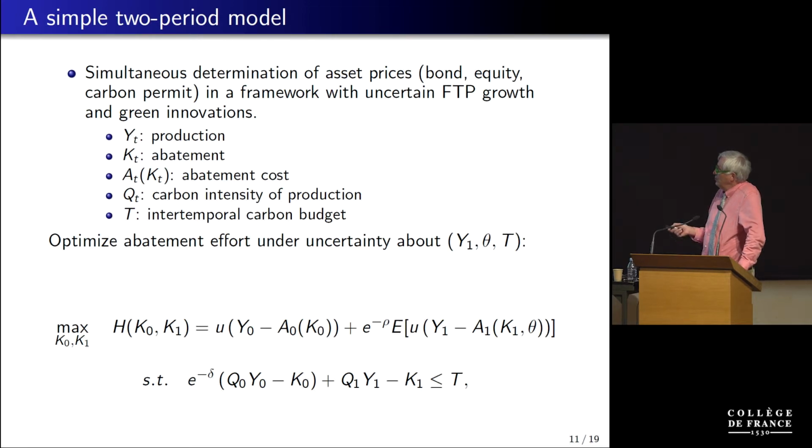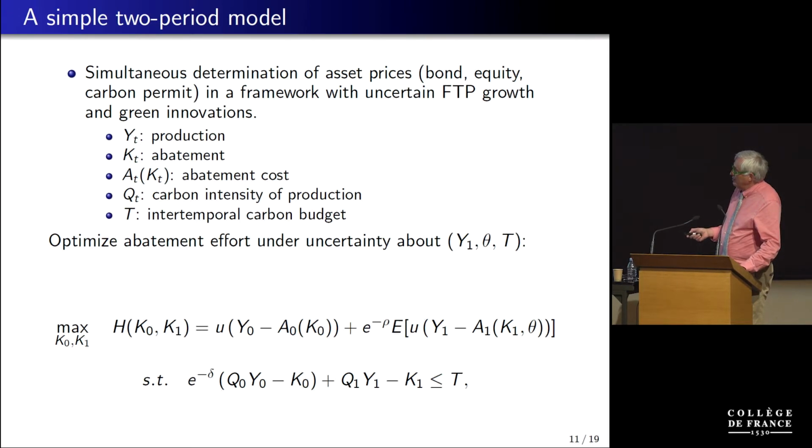Okay, and you need to determine the optimal abatement strategy, K0 and K1, that maximize the intertemporal expected utility under the assumption that in each state of the world, the total emission net of the recycling of CO2 from the atmosphere from emission in the first period, that the total emission is smaller than the carbon budget, the intertemporal carbon budget T. So how do you emit in the first period?